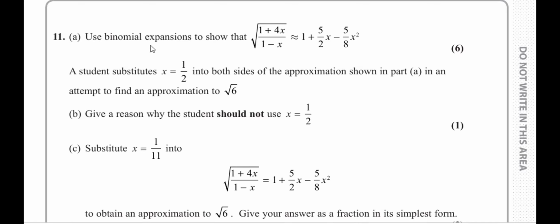Question 11. Use binomial expansions to show that square root of 1 plus 4x over 1 minus x equals 1 plus 5 over 2 x minus 5 over 8 x square. So we only need 3 terms right up to the value of x square. Okay, so you can see that there are 2 binomial expansions going on here, one in the numerator, one in the denominator. Okay, so we need to expand this. There are 6 marks for this question.